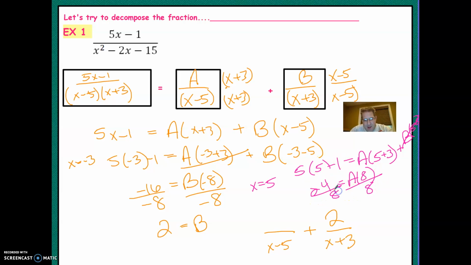Divide both sides by 8, and we get an answer of a equals 3. So now we know that it's 3 right here. 3 over x minus 5 plus some sort of number, which in this case was 2, 2 over x plus 3, and there's our answer. So this is the equation. So this is the same thing as this, only it's been decomposed.